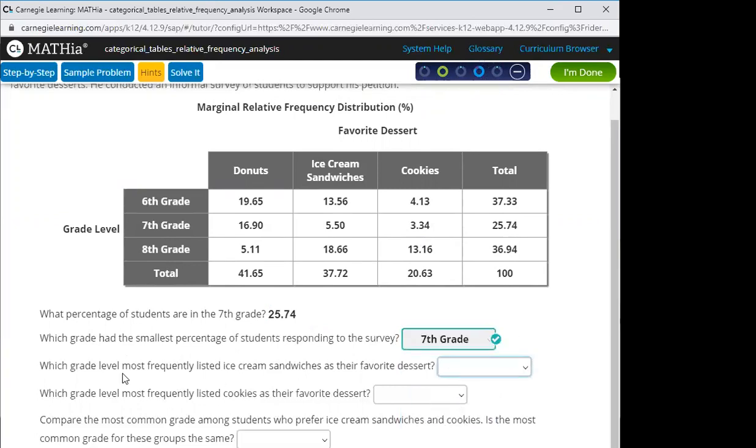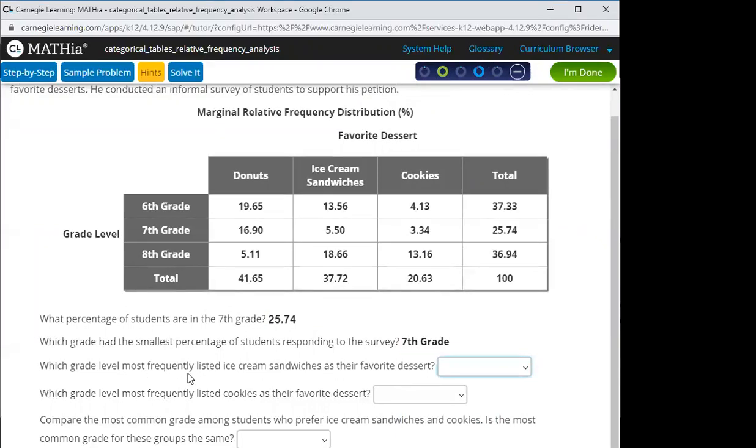Okay, which grade level most frequently listed ice cream sandwiches as their favorite dessert? So ice cream sandwiches, who had the highest percentage here? That was 8th graders with 18%, because 7th grade at 5 and 6th graders about 13.5, so 8th graders.